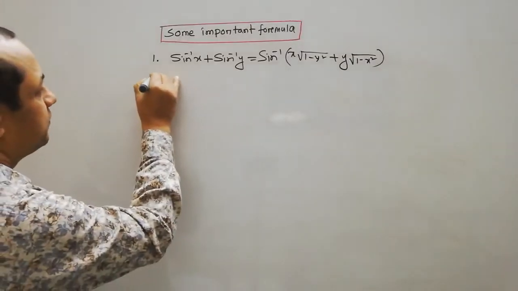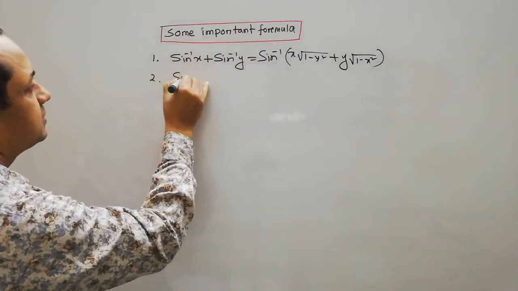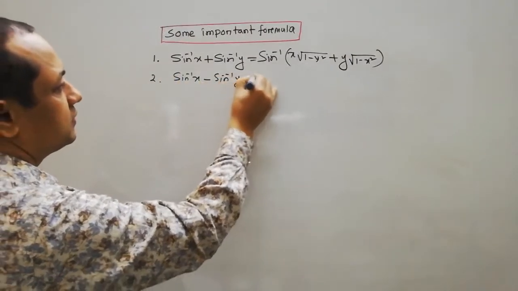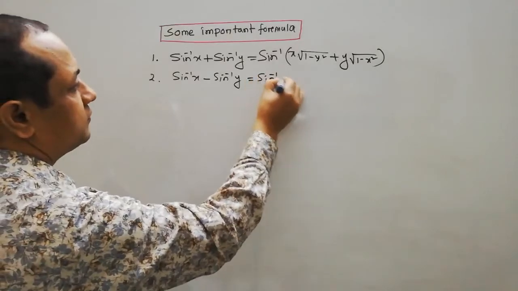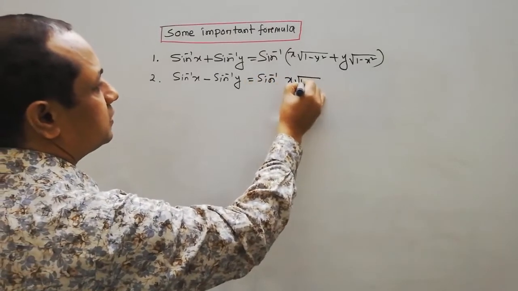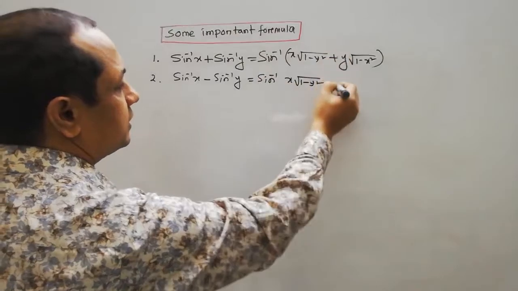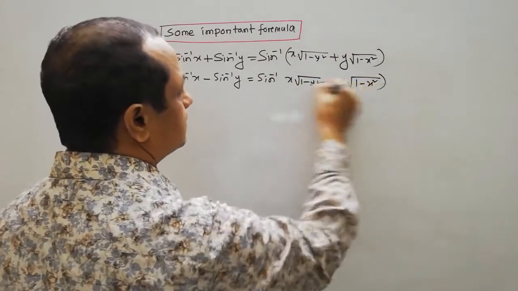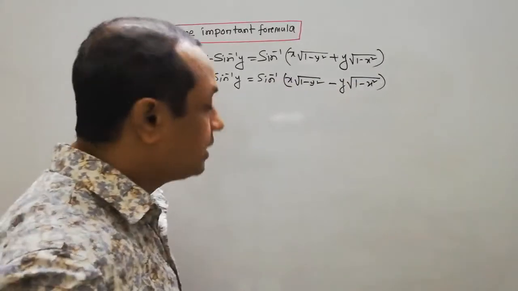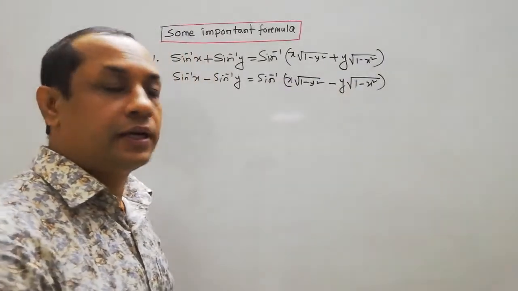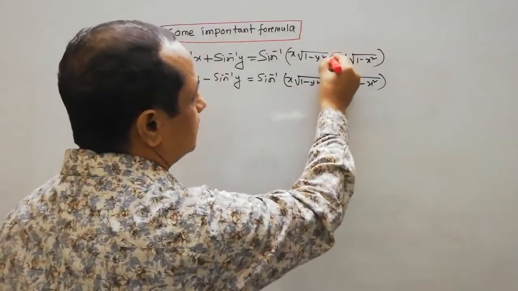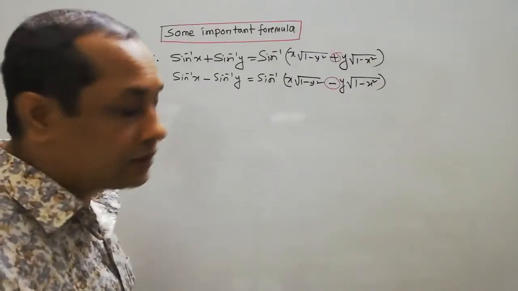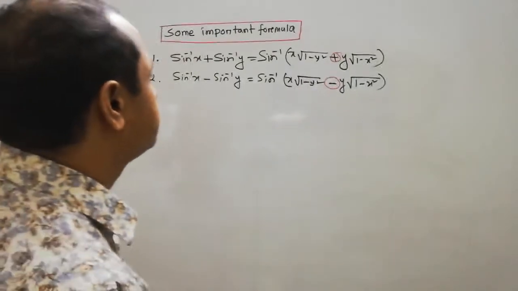And number 2: sin inverse x minus sin inverse y equals sin inverse of x root over 1 minus y square, here minus y root over 1 minus x square. Here plus and minus. Student, addition please. This is plus and this is minus. So the only difference is plus and minus.